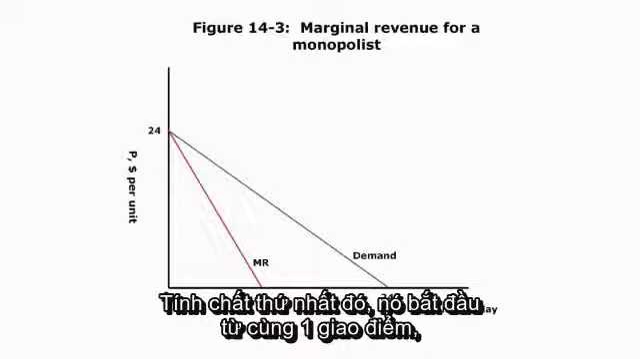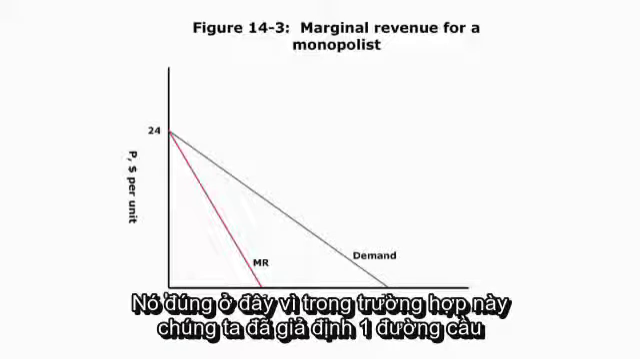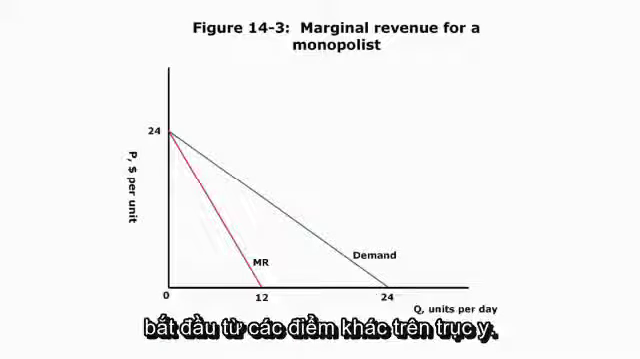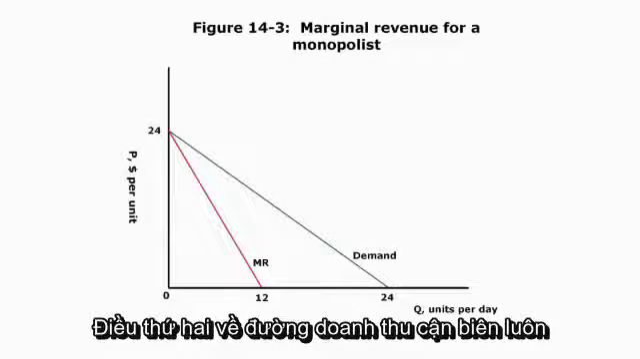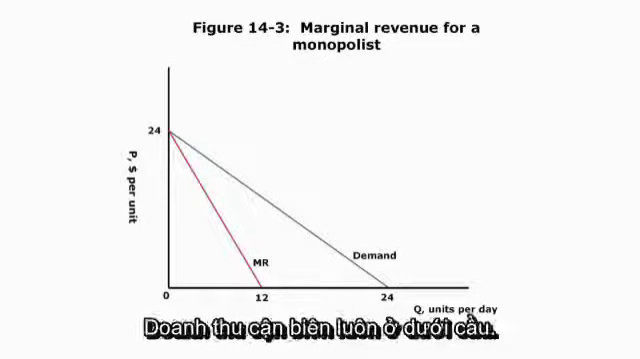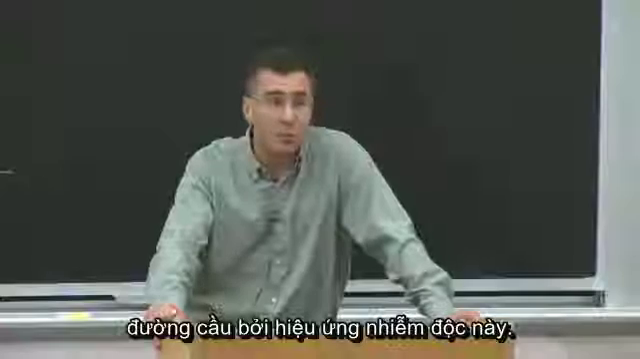Now, that first fact, that it starts at the same intercept, is not always true. That is true because in this case we assumed a linear demand curve. With a nonlinear demand curve, marginal revenue curves can start at different points on the y-axis. The second point about the marginal revenue curve always being below the demand curve is always true, regardless of the function. The marginal revenue is always below demand. Okay? Marginal revenue is always below demand. So that marginal revenue curve will always be below the demand curve because of this poisoning effect.